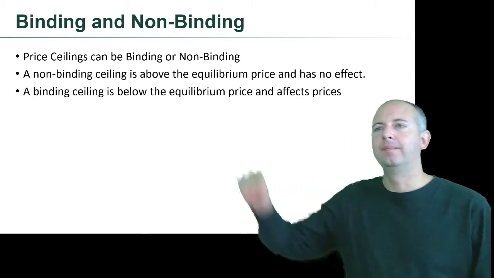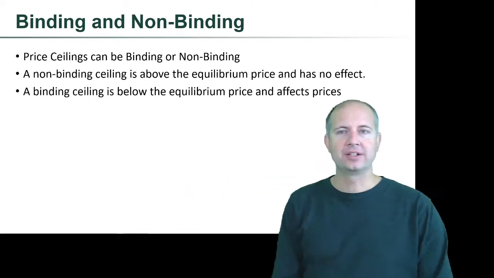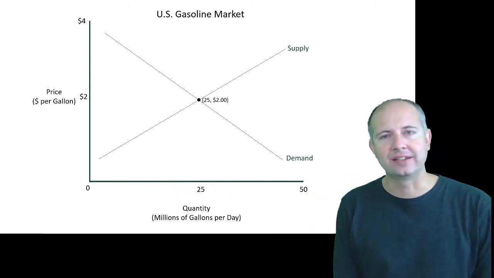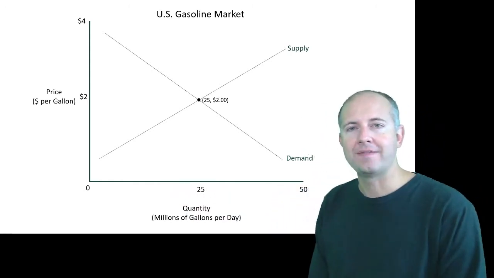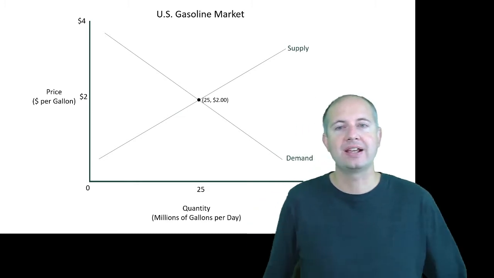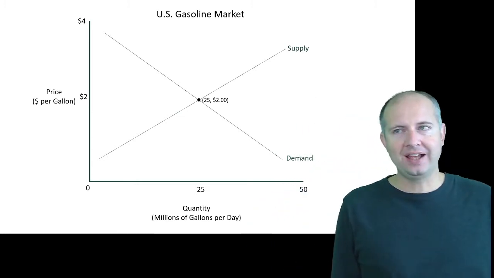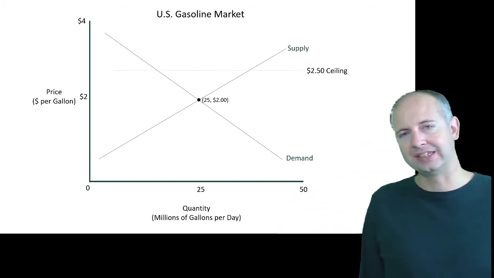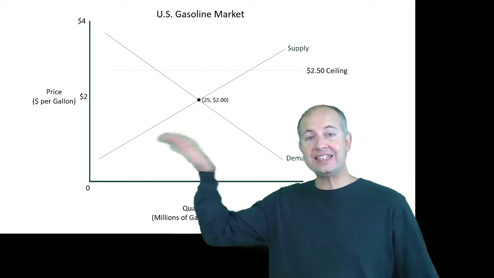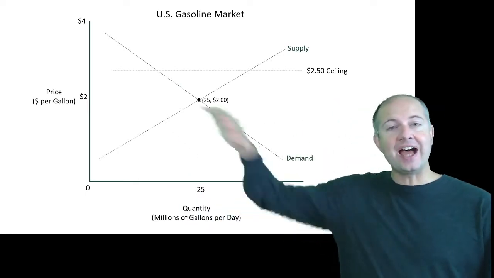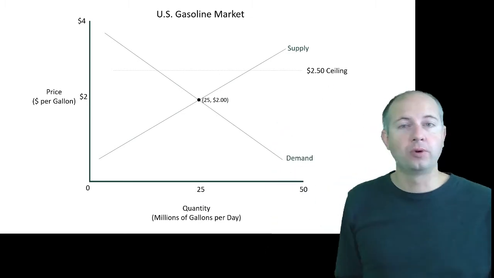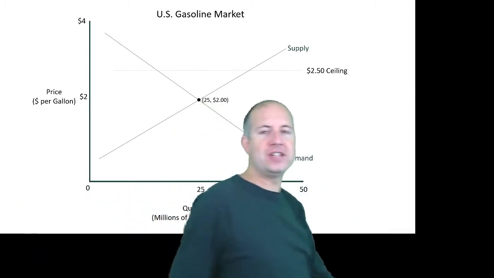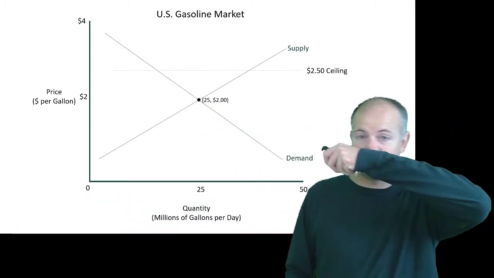So let me show you a graph I think will better explain what we mean. We're going to say this is a graph of the gasoline market. Notice that in equilibrium, we have a price of $2 and a quantity of 25 million gallons. What if there was a price ceiling of $2.50? Remember, a price ceiling says the price cannot be above this level. So it's illegal to charge more than $2.50 for gasoline. Well, the price was never going to be $2.50 anyway. Left on its own, the price wants to be $2.